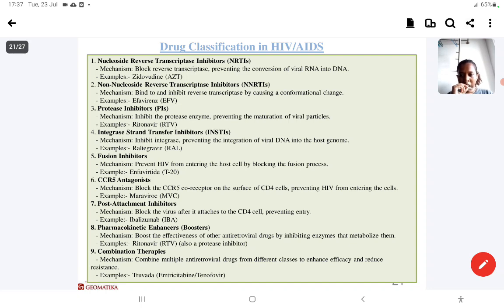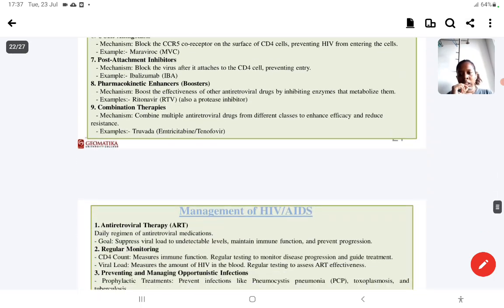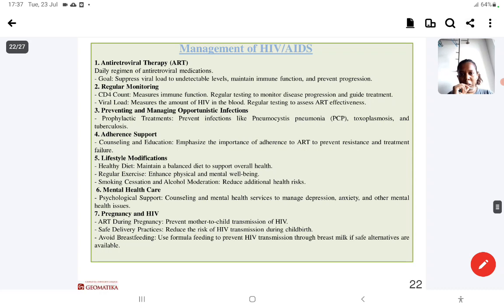So the mechanism will be to combine multiple antiretroviral drugs from different classes to enhance efficiency and reduce resistance. For example, Truvada, emtricitabine and tenofovir. Okay.